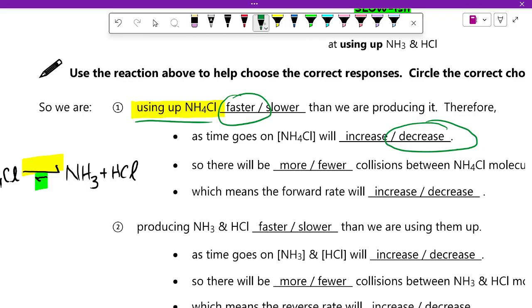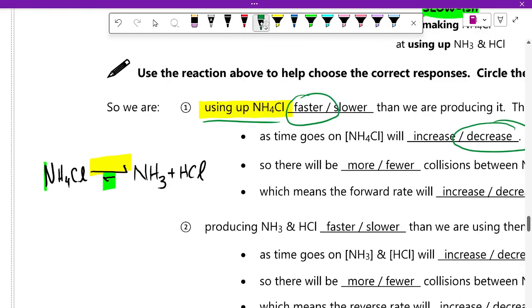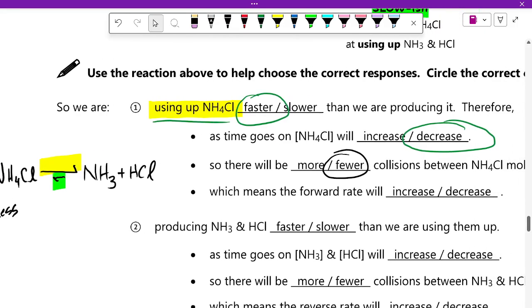If you have less NH4Cl, will we have more or fewer collisions? Fewer collisions. And that means that our forward rate will be decreased. So it is exactly the same as before, right? We had a faster rate and now it is becoming slower. The forward rate is becoming slower.